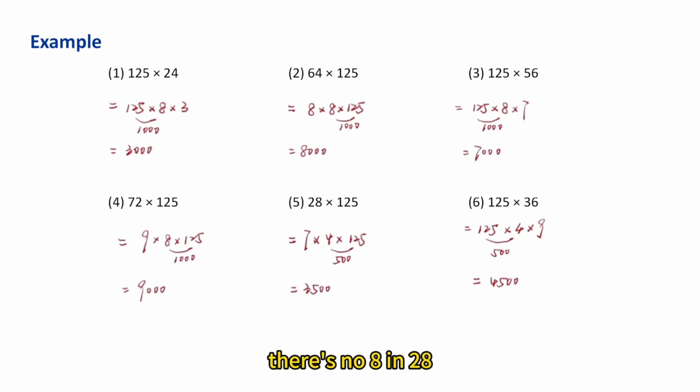Next. 28 times 125. 125 looks for an 8. Is there an 8? There's no 8 in 28. What times 8 makes 28? Nothing. Can't find an 8. What did we say to do? Find its little brother. Find 4. It's on good terms with 4 too. Is there a 4? 4 times 7 is 28. So 125 times 4 is 500. Don't get it wrong. Don't write 100. 7 times 5 is 35, with 2 zeros is 3500.